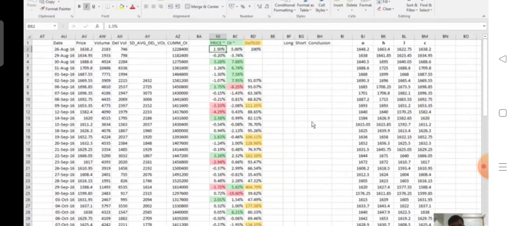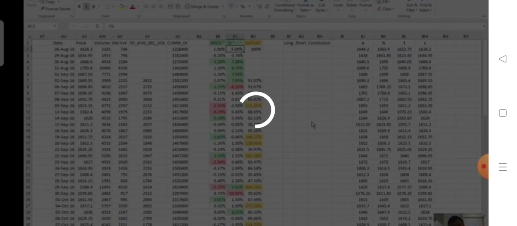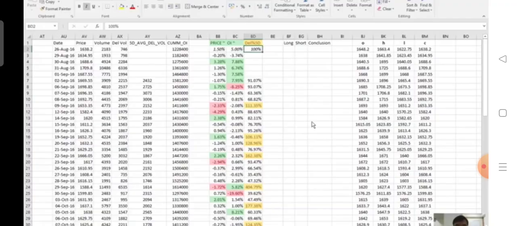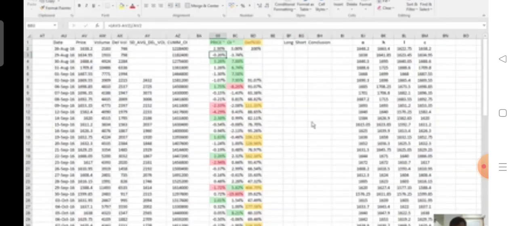Now, as I said, the first expiry of any new expiry should be avoided because it will always give a distorted picture. So that's why this data has no meaning at all.